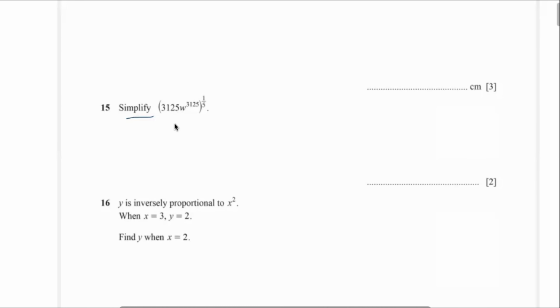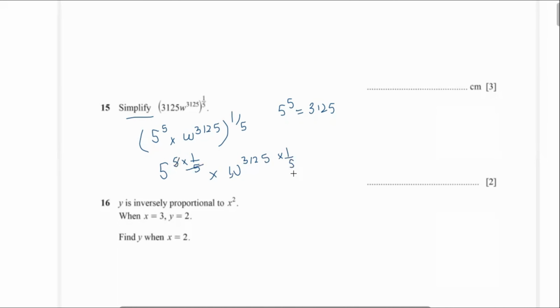Question number 15, simplify 3125 power 1/5. Now you see here 5 power 5 is equal to 3125. You can check by calculator. Now we can write it as 5 power 5, all to the power 1/5. Now we multiply the powers, that becomes 5 into 1/5. Now 5 will be cancelled, we get 5. And 5 times 625, that's equal to 3125. Now 5 power 625, and this is the answer.